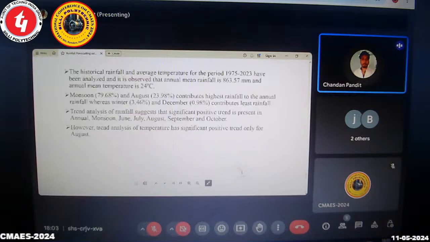So, the conclusion part. The historical rainfall for this period has been analyzed, and the annual mean rainfall is 863 mm, with annual mean temperature of 24 degrees centigrade. Monsoon contributes the highest rainfall to the annual rainfall, whereas winter and the month of December contribute the least rainfall. Trend analysis of rainfall suggests that a significant positive trend is present for annual and monsoon rainfall, and June, July, August, September, and October rainfall. However, trend analysis of temperature has a significant positive trend only for August.